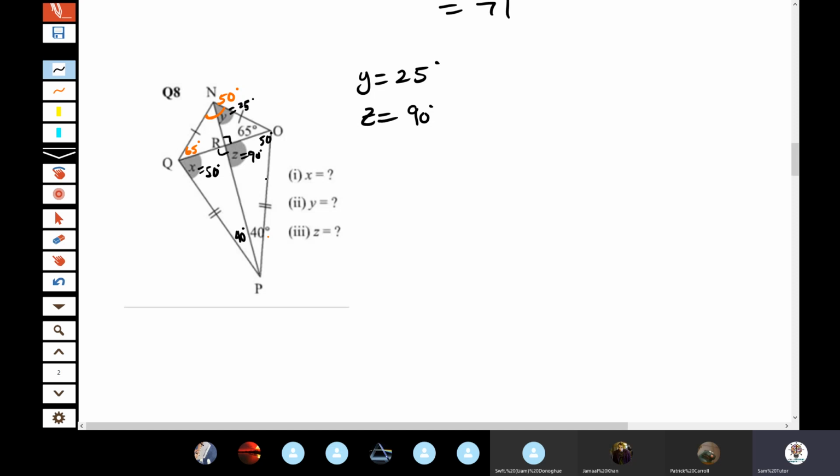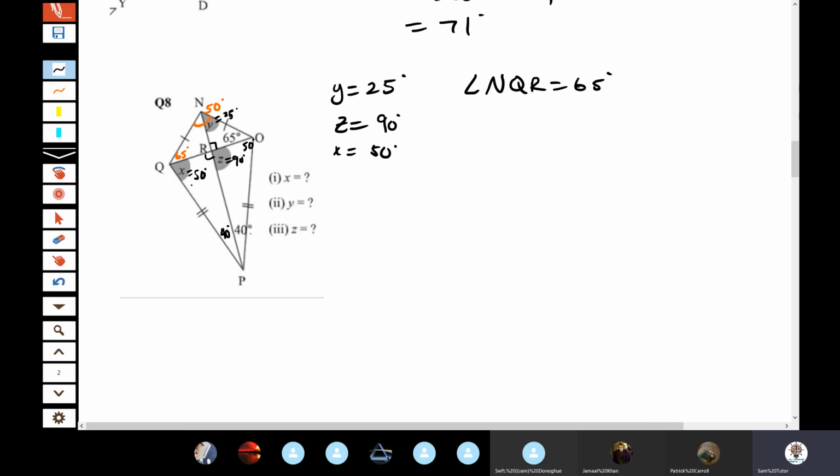All right, let's write it all down properly now. So where did we start from? We started from angle NQR or NQO, it doesn't matter which one. We'll just do NQR equals 65 degrees. What was your reason that we said? It was isosceles triangle. Where is the isosceles? The big triangle right there.